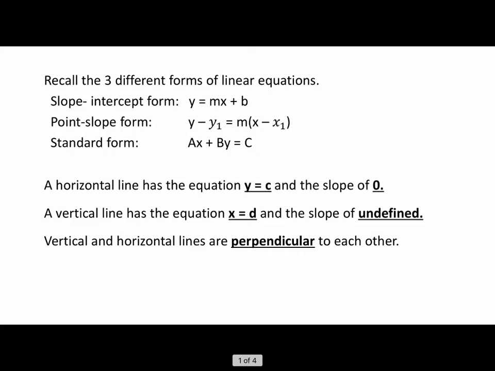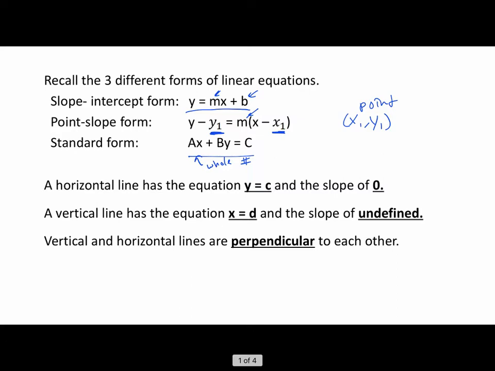Remember the three different forms of linear equations. We've got slope-intercept form, which is y equals mx plus b. It's got the slope and the y-intercept. M is the slope, b is the y-intercept. The point-slope form, because it's got a point, x1, y1, and it's got the slope, m. And the standard form, ax plus by equals c, where a must be a whole number.